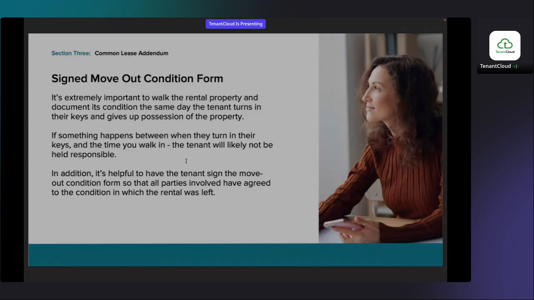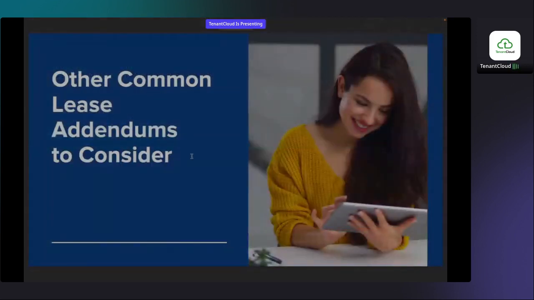In addition, it's helpful to have the tenant sign the move-out condition form so that all parties involved have agreed to the condition in which the rental was left. It's not the end of the world if the tenant refuses to sign it. Let's say you walk the rental with the tenant the day that they bring in keys to the office. You walk the rental unit with them, you document, hey, these things and these things. And maybe there's a dispute right there and they don't want to sign it. That's fine, that's not the end of the world, but it is helpful to have the tenant sign the move-out condition form so that everybody's on the same page that day, so that there are no surprises when they get that final bill in the mail from you for that rental property.